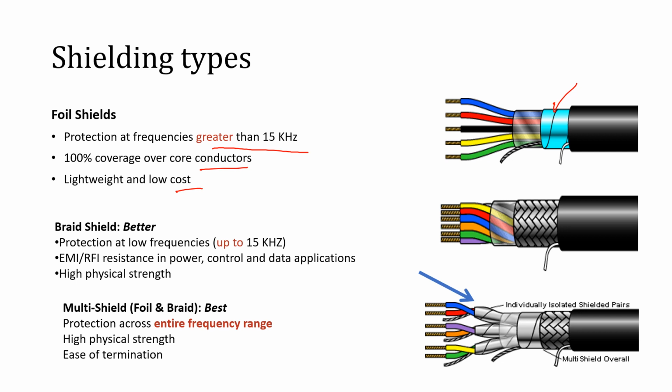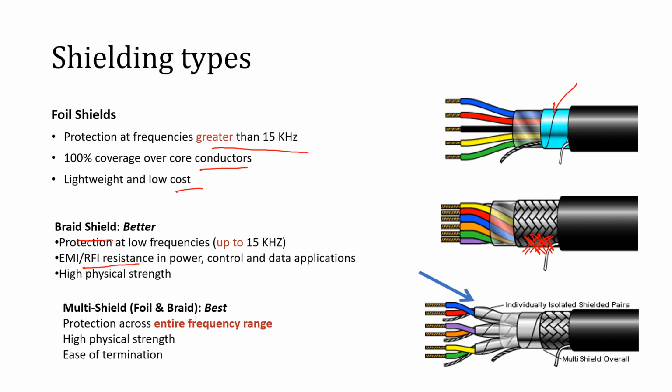Second is the braid shield. A braid shield is not a continuous foil, but is woven from very thin wires, like a sheet. It is a bit costlier, but it has other advantages. It can even protect from EMI or radio frequency interference.